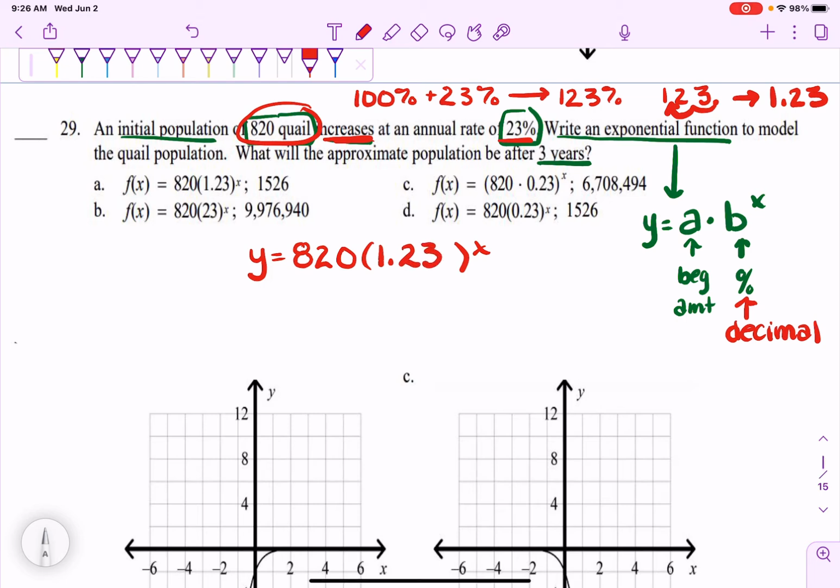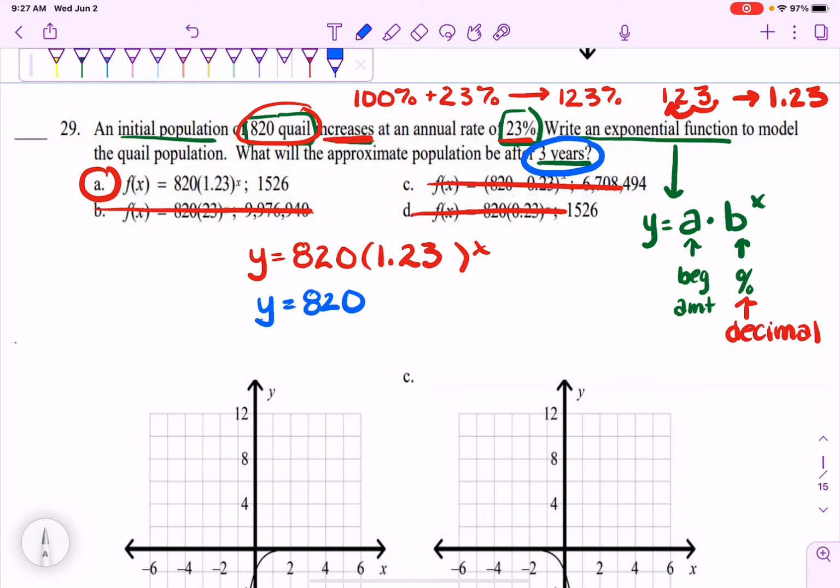Okay, so based on what we have, this doesn't match, this one doesn't match, and this one doesn't match. So I'm thinking the answer is going to be A. I only have one more thing to do. I need to check what the population is going to be after 3 years. So after 3 years, I would take the X out, and I would put a 3 in its spot.